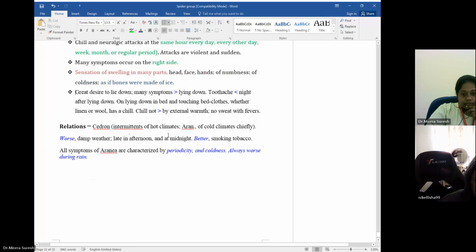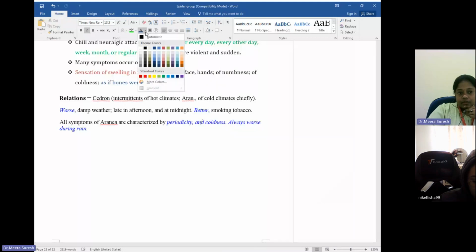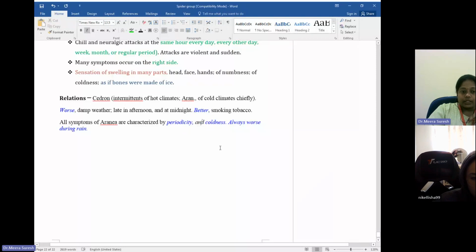Then in case of aggravations, there will be damp weather. We can connect it to the damp nature, and better from smoking tobacco. We saw that it is a common feature. We saw that in Tarantula also, and now in Arrhenia. All symptoms of Arrhenia are characterized by periodicity and coldness, always worse during rain. These are the features. Don't forget about Arrhenia and its connection to rain.